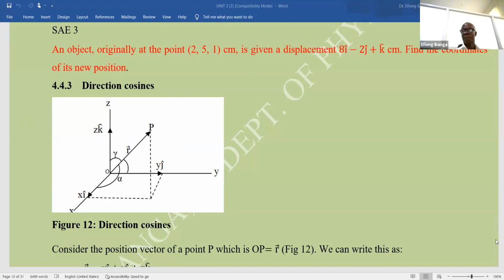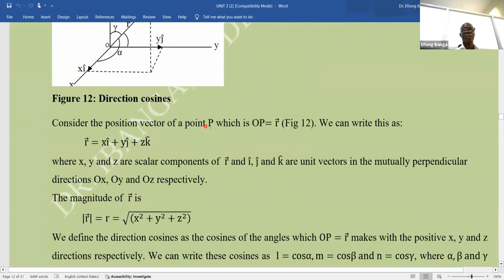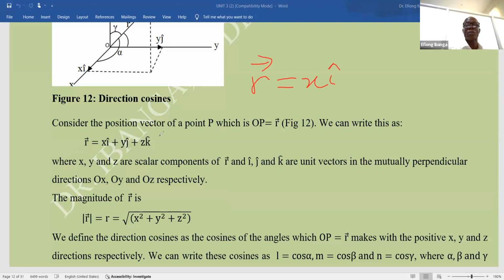It's quite easy. Look at it there. Consider the position vector of a point P, which is OP, that is my R. Using the vector notation, we can write it as this. It shows us the direction we have to go. I have to go x units in the x direction, this is a unit vector in the x direction. Then I turn around and move y units in the y direction.